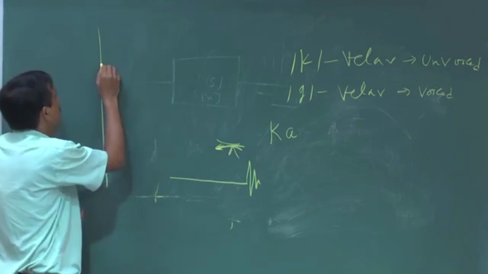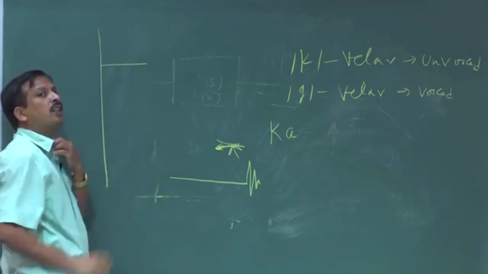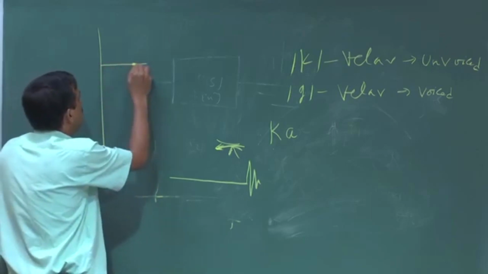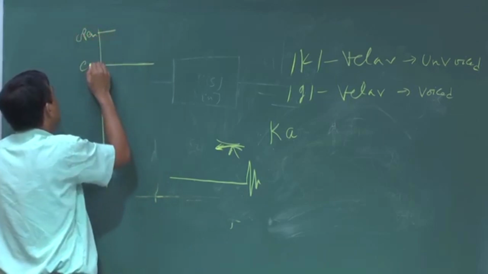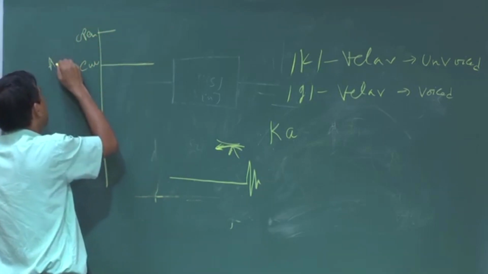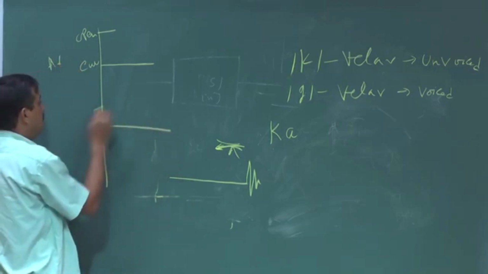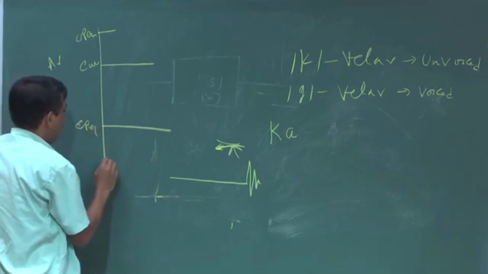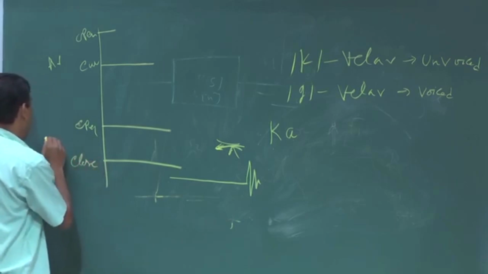Here the articulator is closed. The velar portion is closed, which means the articulator is closed, so there is no signal. This is the articulator open position, and this is the closed position. Now, this is the vocal cords or glottis. This is the closed position, this is the open position, and this is the closed position. This is the vocal cord.